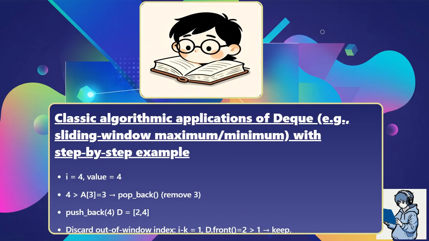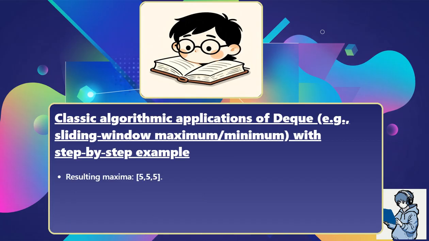i equals 4, value equals 4. 4 is greater than a[3] equals 3, pop_back, remove 3, push_back 4. D equals [2, 4]. Discard out of window index. i minus k equals 1, D.front equals 2 is greater than 1, keep. Output a[2] equals 5, window 5 3 4. Resulting maxima are 5 5 5.